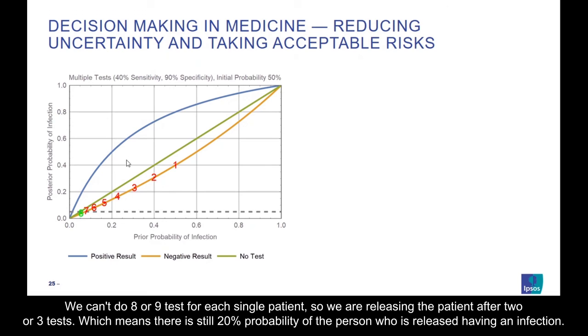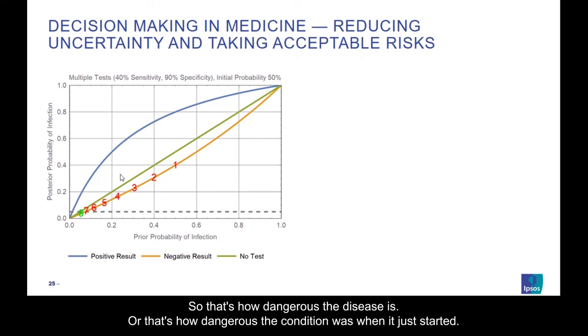So we are releasing the patient after 2 or 3 tests, which means there is still a 20% probability of the released person having an infection. So that's how dangerous the disease is, or that's how dangerous the condition was when it just started.